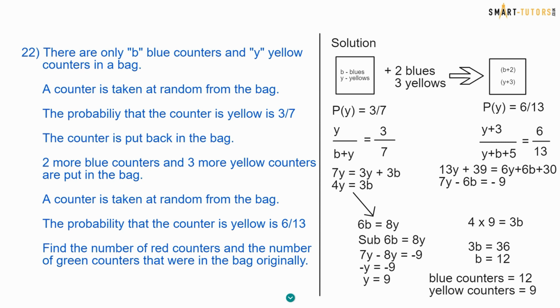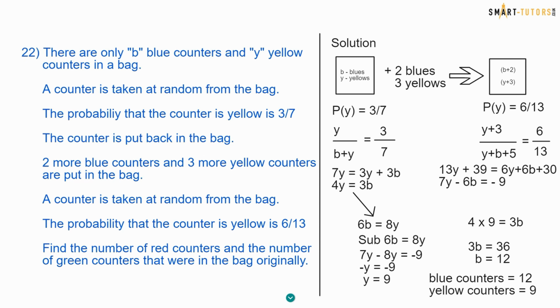So probability of yellow is 3 upon 7. Probability of yellow, where yellow counters is Y, so Y over B plus Y equals 3 upon 7. I cross multiply: 7 times Y is 7Y, 3 times B is 3B plus 3Y. Take everything to one side, so 4Y equals 3B. That is one of the equations you get.